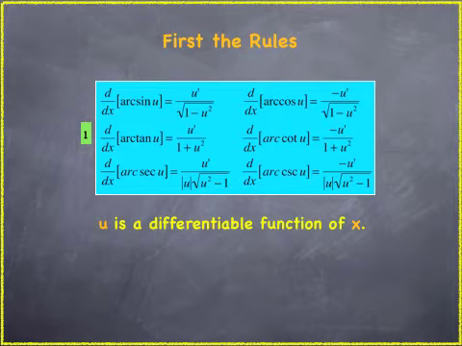For example, if we take the derivative of the arc sine of u, that result will be u prime, which is the derivative of u, divided by the square root of 1 minus u squared. And if you notice, the derivative of the arc cosine is just the negative of that. Okay, and we've listed all the other rules below. U is simply a differentiable function of x.